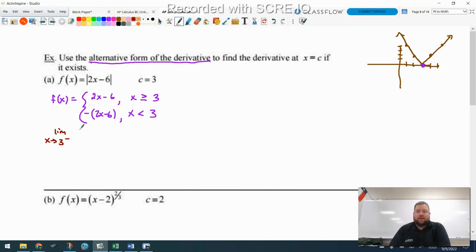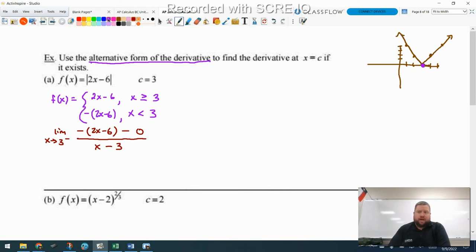3 is our c value, of f of x. So if we're approaching from the left, we're on the bottom piece because that's where x is less than 3. So negative, parentheses, 2x minus 6, then minus f of c. So what do you get when you plug the number in? We get 0 over x minus 3. All right, if I plug in 3 right now, I get 0 over 0.